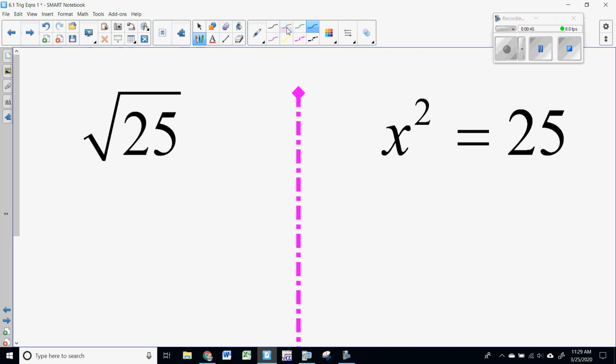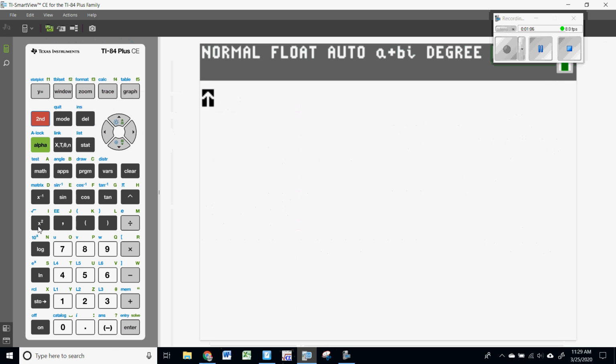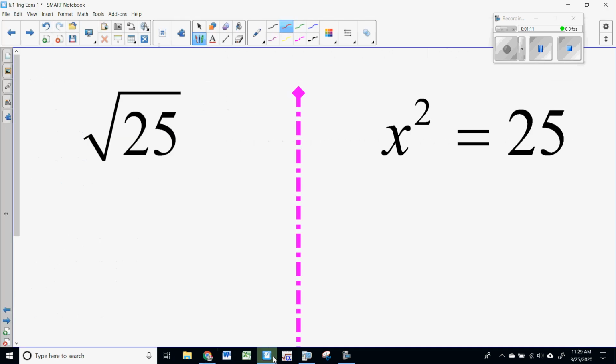And I want to start off by looking at the difference between these two problems. One is just an expression, the square root of 25, and one is an equation with an equal sign. From what we've talked about before, if you just have the expression, the square root of 25, and we do that on the calculator, you get just 5. So the square root of 25 is just 5. It is a single answer.